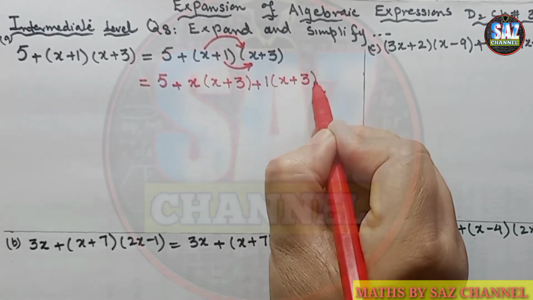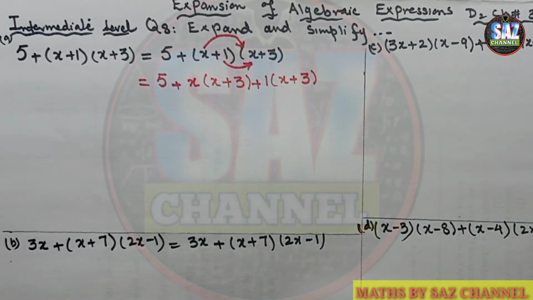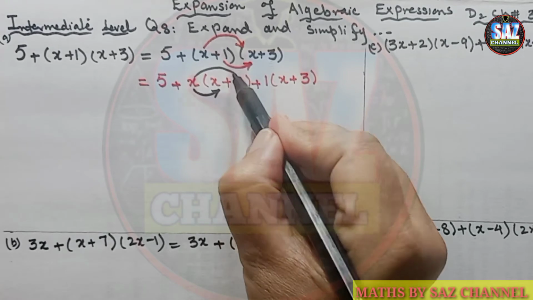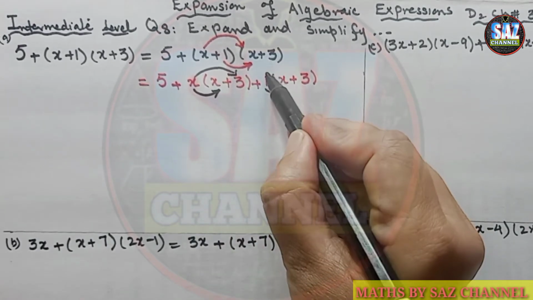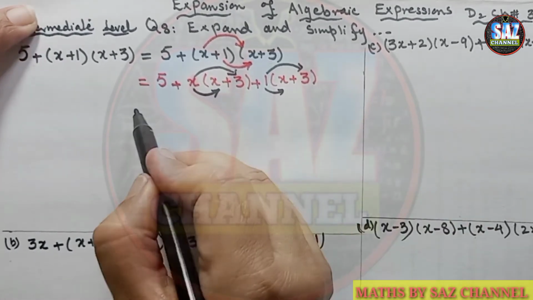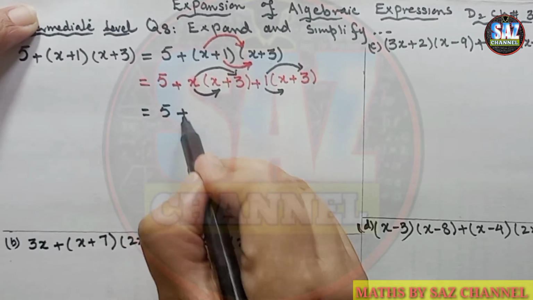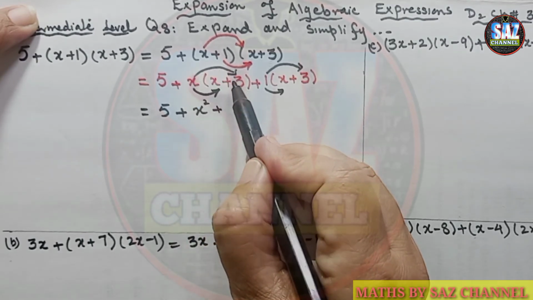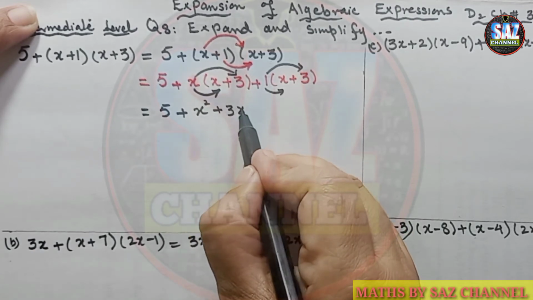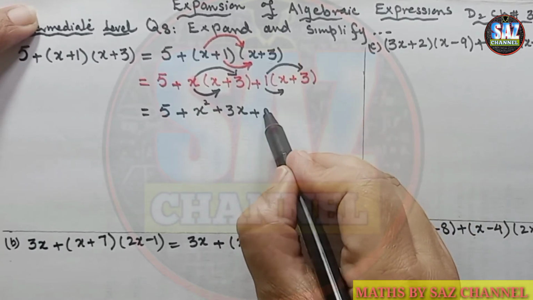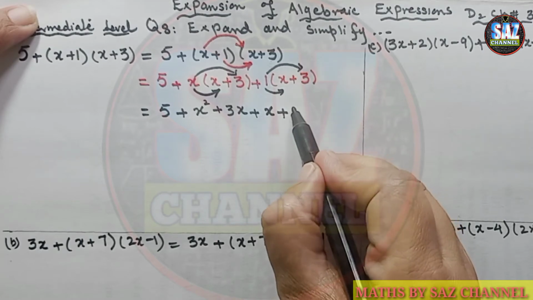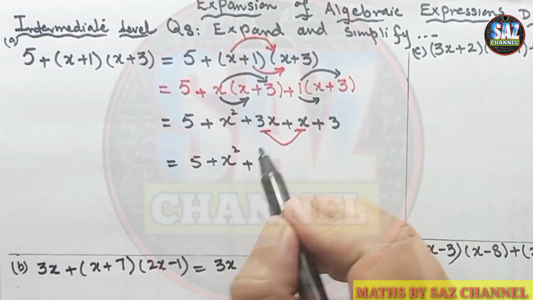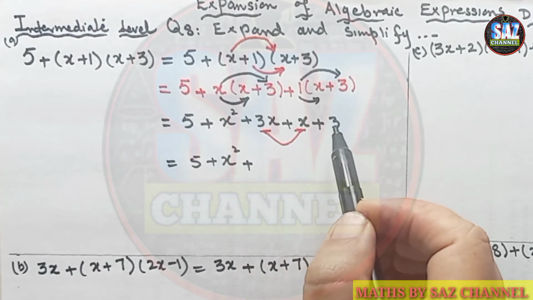If the previous lesson is good, then this lesson will not be difficult at all. Now I have to apply the distributive property: whatever number or letter is outside the bracket, I multiply it with every term inside the bracket. The question will take the form 5 plus, when x is multiplied with x, it will become x square, plus when x is multiplied by 3, it will become 3x, and then when 1 is multiplied by x, it will become x, and 1 times 3 is 3.